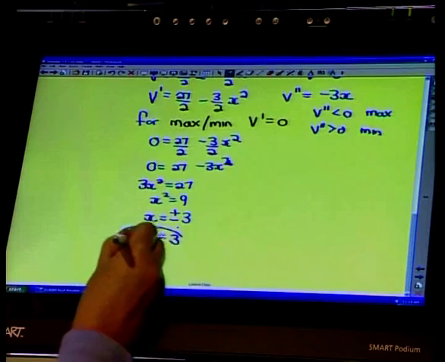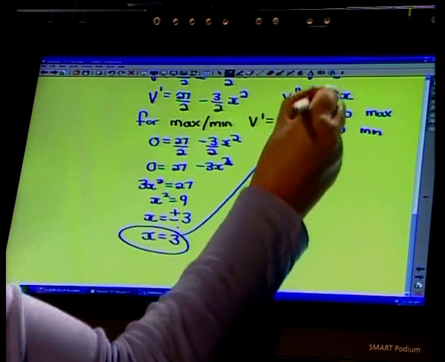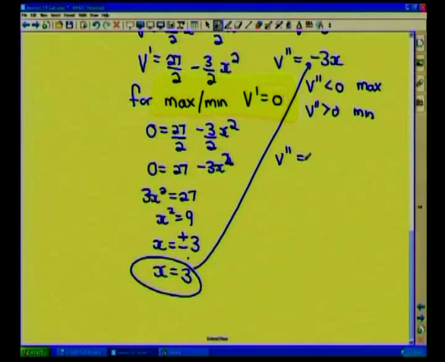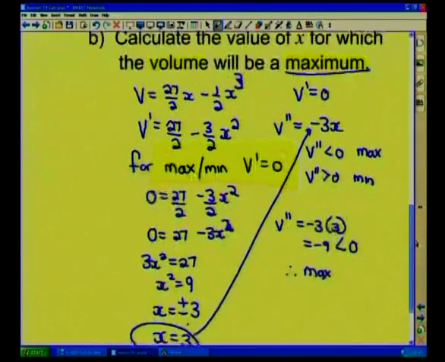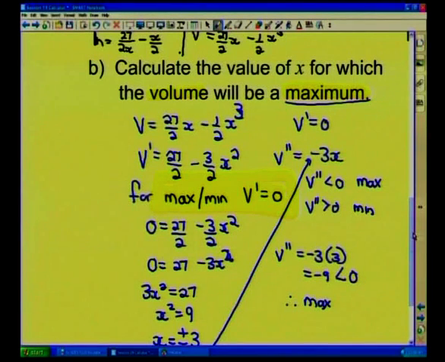Now, we know the value was x equals 3. So if I go up here, v double dashed is equal to minus 3 times 3, which is minus 9, which is clearly less than 0, and therefore we have a maximum. So the answer to this is if our base was 3, we would have a maximum volume.